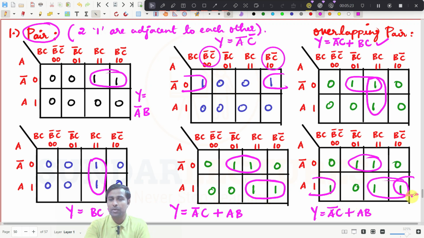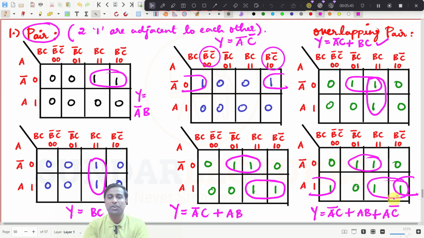Can you understand? These two are adjacent to each other, right? So then what is the answer? I can see straight away this one, this is A, and I have to compare this one and this one, right? Because these two ones are here and here. So the common term is C bar, right? This one and this one is C bar. I can write C bar.